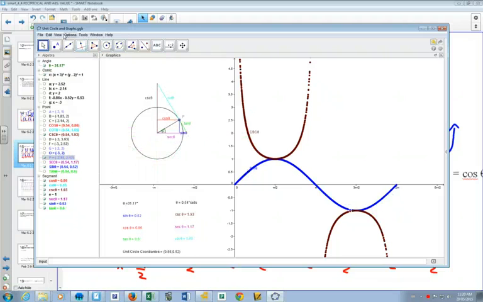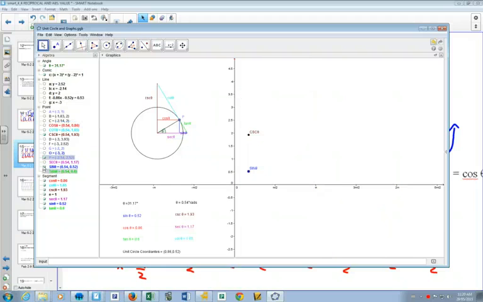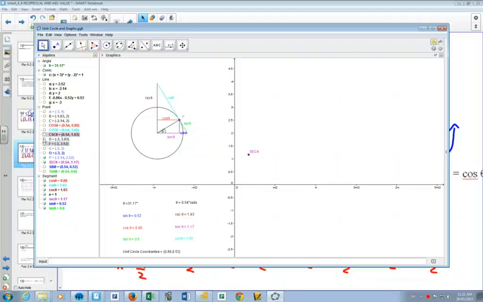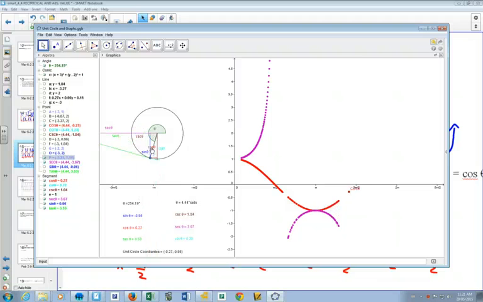Now your x-coordinate is cos. So if we want to look at what happens, there's secant, I'll put cos on there. Your secant line is along the x-axis now, wherever the tangent line hits. That looks kind of pretty.